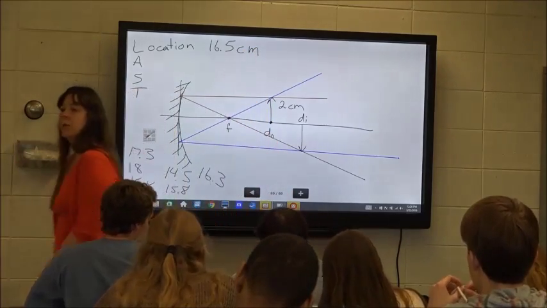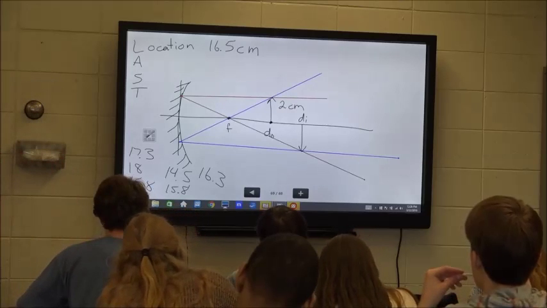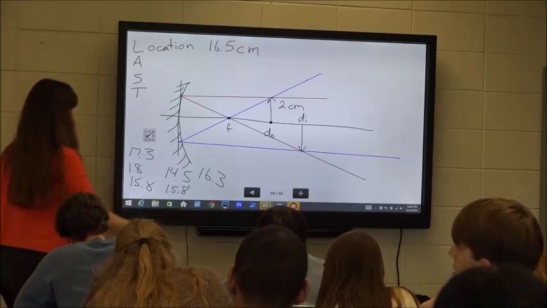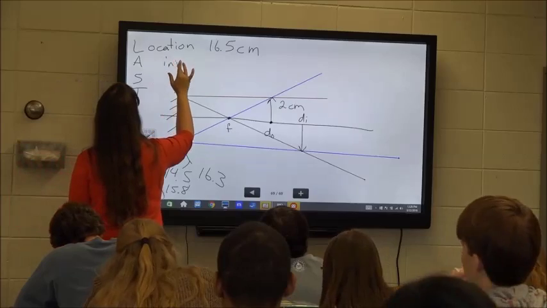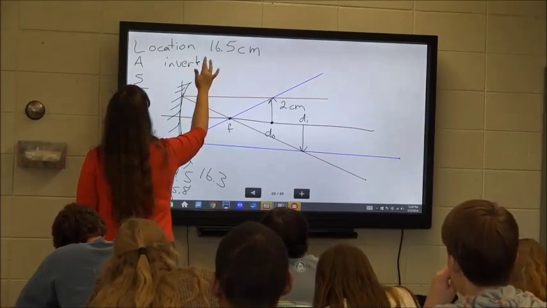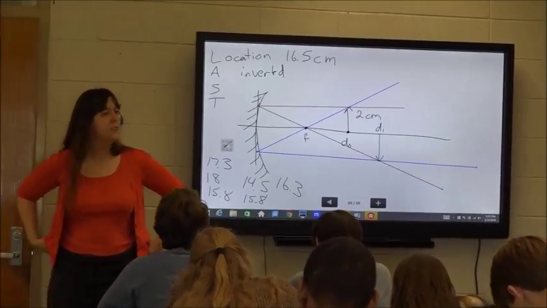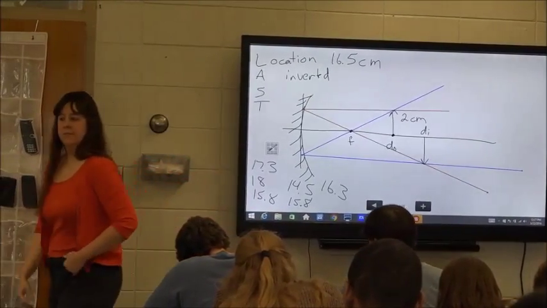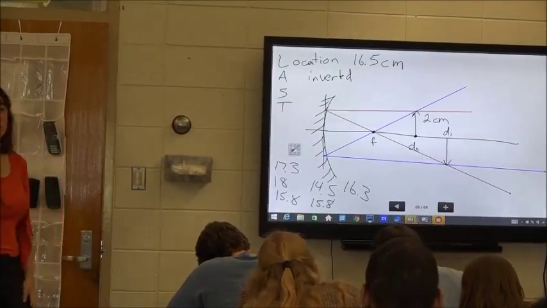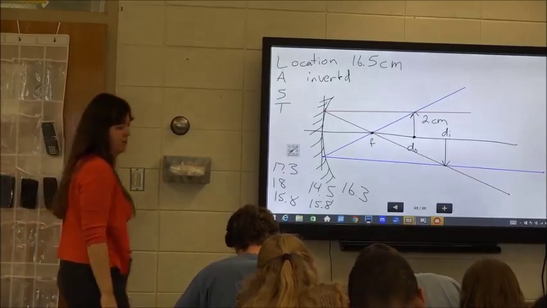Great. What does A stand for? Attitude. And what is the attitude of this arrow? Inverted. S stands for size. How can we measure the size? You measure your arrow. Use your ruler.